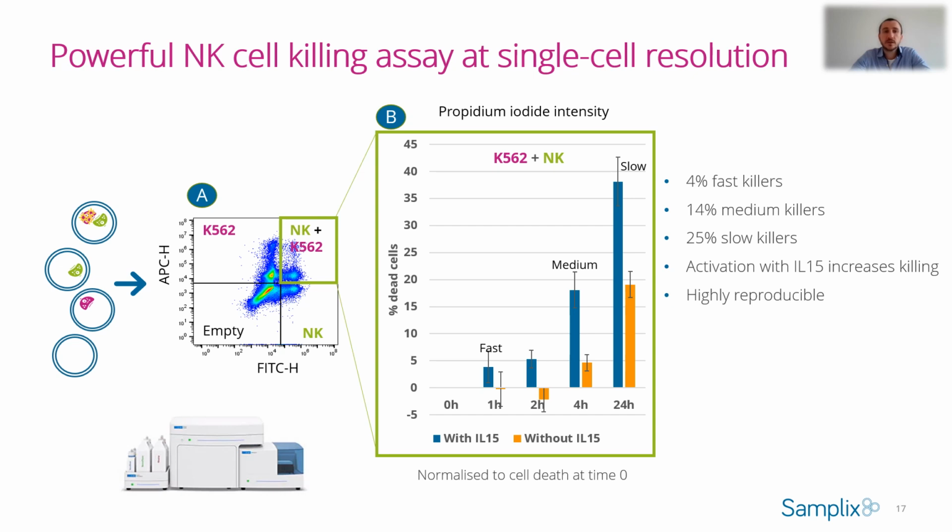When we look at these co-encapsulating droplets here containing both effector and target cells, and we look at the PI intensity in these, we can see, as expected, that IL-15 stimulation of the NK cells increases the killing ability of the cells compared to non-stimulated NK cells. What we can also see with this assay is that we are able to differentiate between fast killing effector cells here, medium and slow acting effectors.